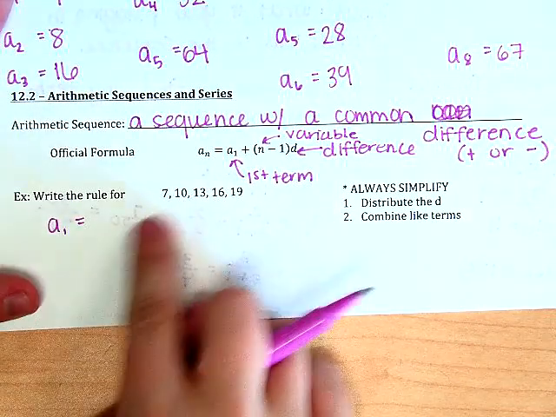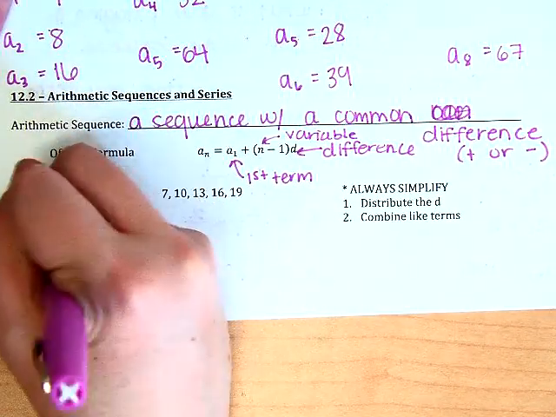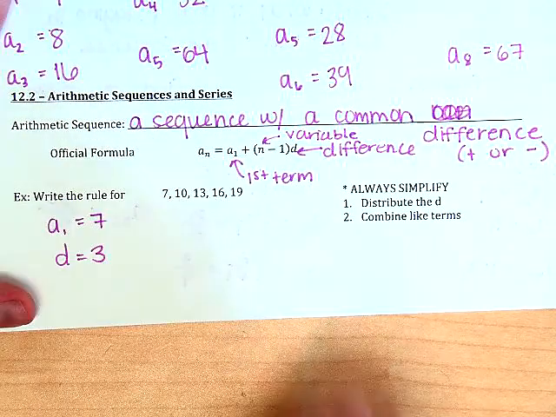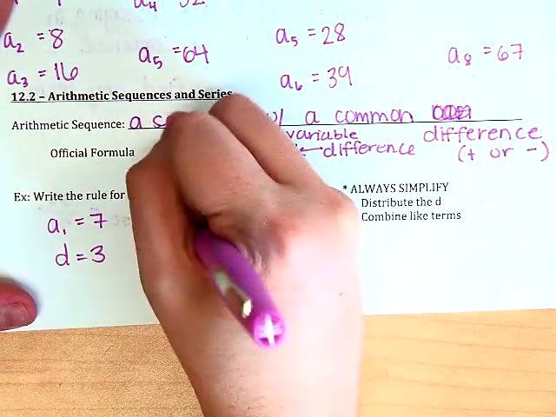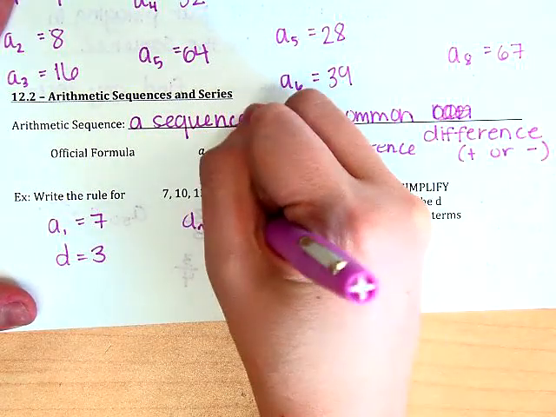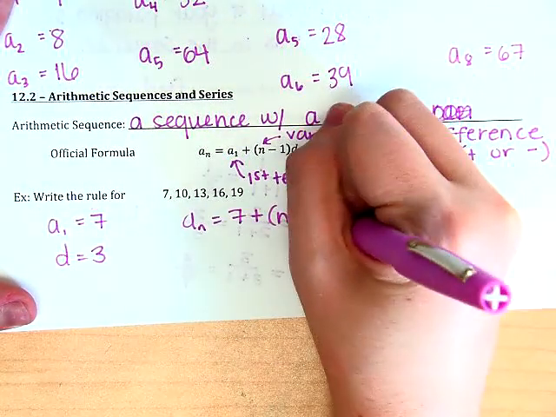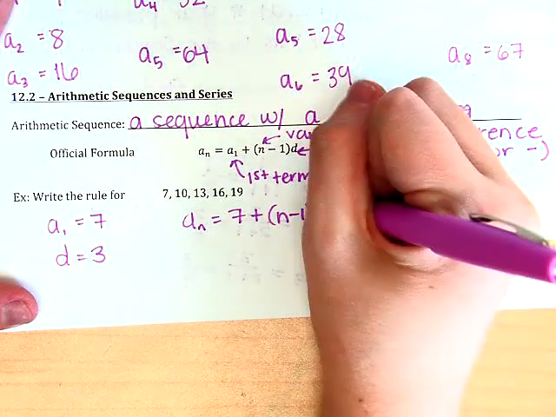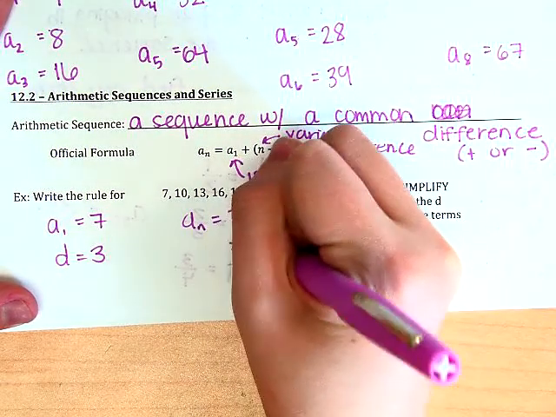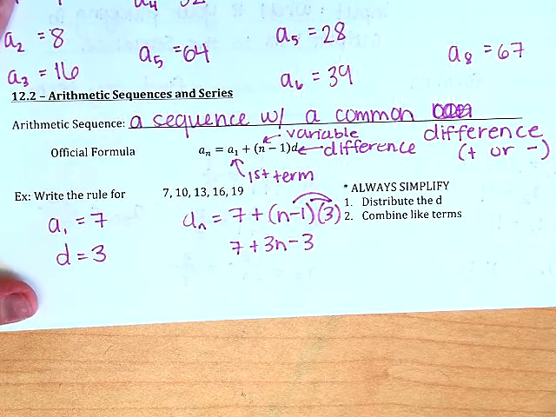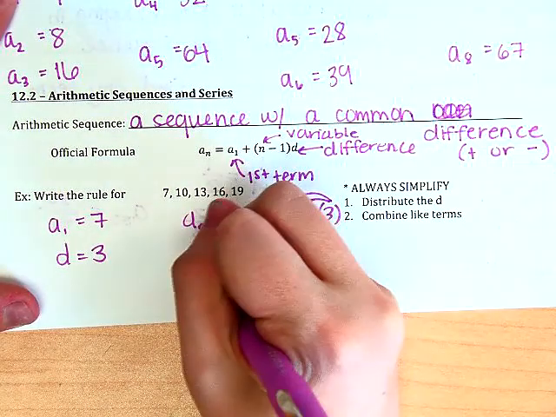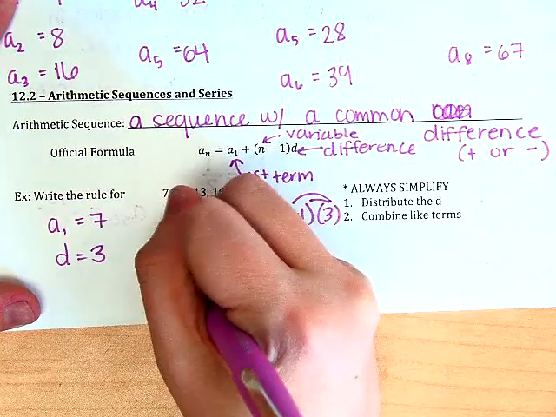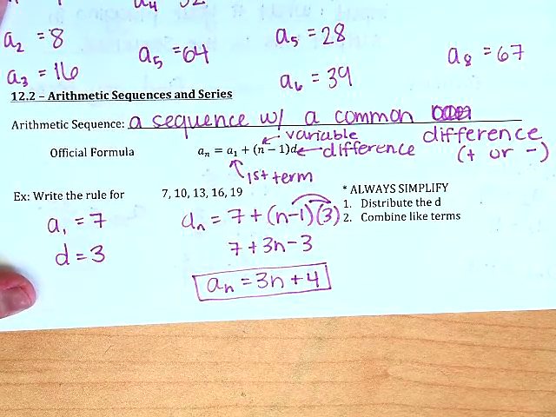So if I look here, my first term of this thing is 7. My common difference, what am I adding each time? I'm adding 3 to get to the next number. So now I just plug those in. AN equals my first term, 7, plus n minus 1 times 3. I'm going to do some simplifying, so I distribute: 7 plus 3n minus 3. So my formula is 3n, then 7 minus 3 is plus 4. And that would be my formula.